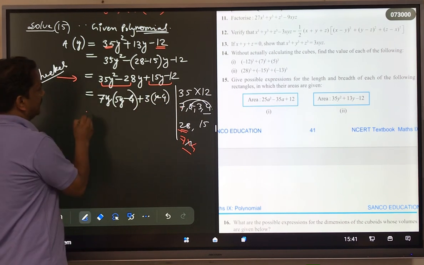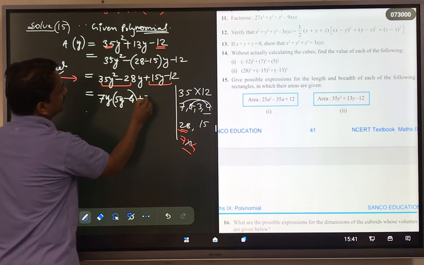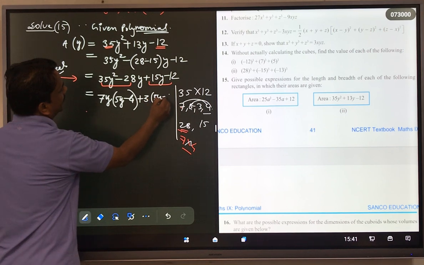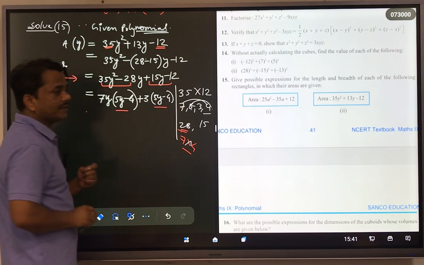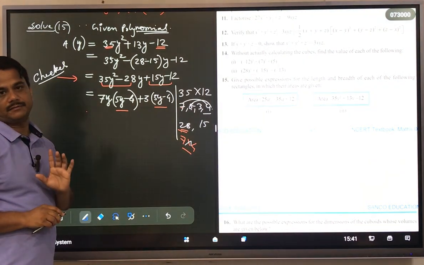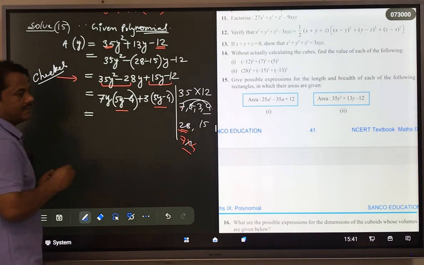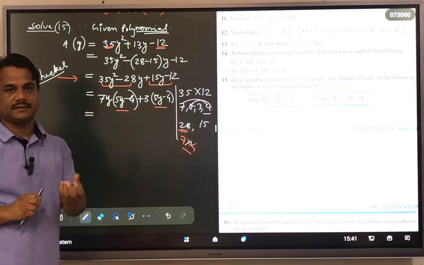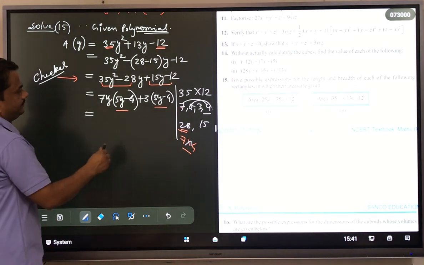Now, 3 is taken common here. What leaves here? 5y minus 4. You check that this term and this term always must come the same, identical. So if it's not coming identical, stop it. Your process may carry some wrong steps.